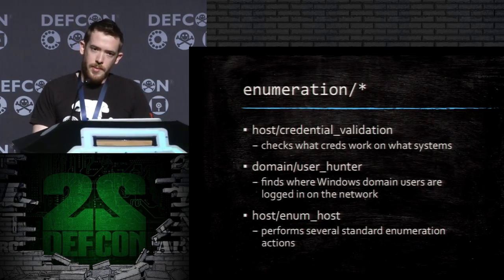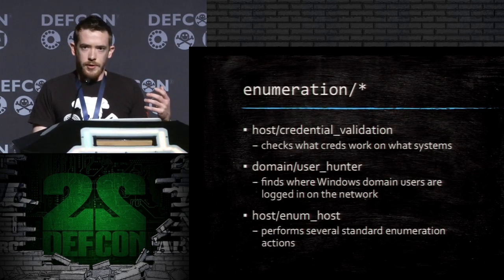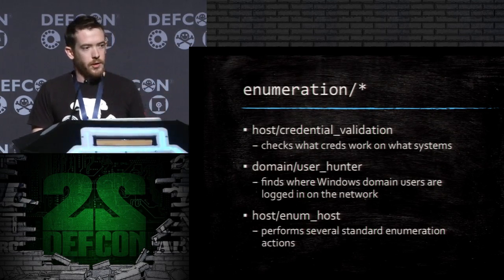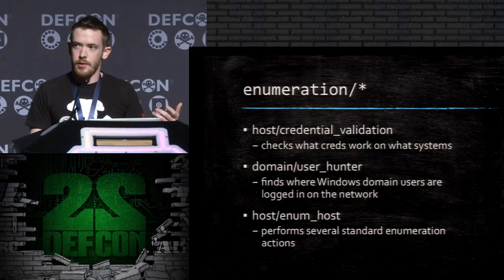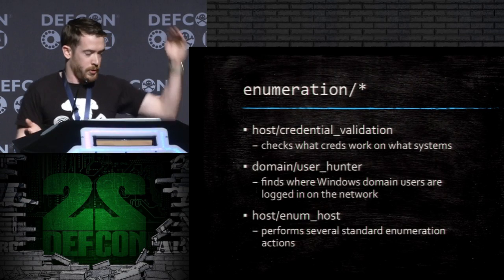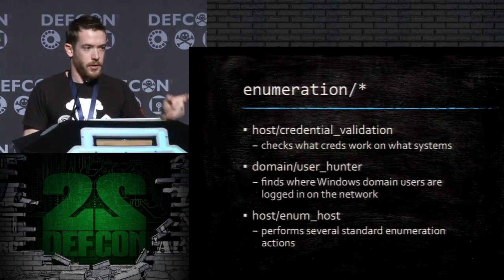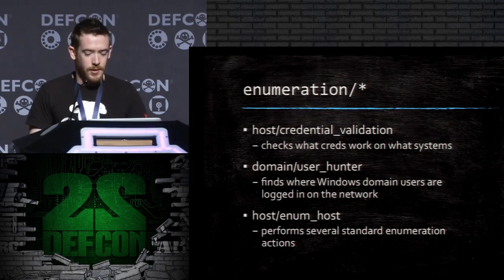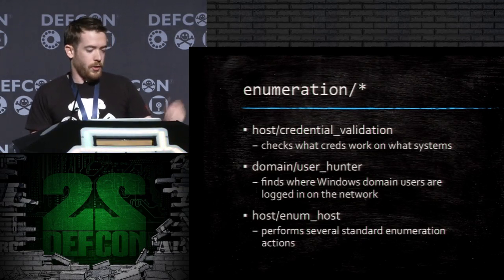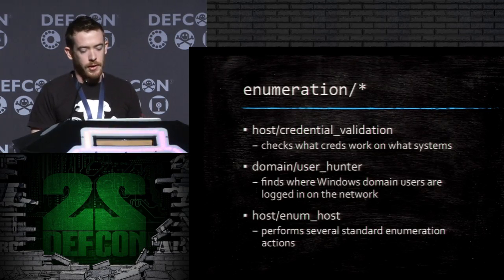User hunting is a very common activity that any pen testers I'm sure do. If you have credentials that work on lots of machines, you want to find, okay, where are high value users logged in on the network. So you can use this, it'll run through after you know boxes it works on. You validate, run this, and it'll pop saying domain admins are here, here, here, here, and here. And you can pop their boxes and do some more fun stuff. Or if you just want to do some kind of basic host enumeration actions, get the ARP table, get all the network interfaces, that type of stuff.